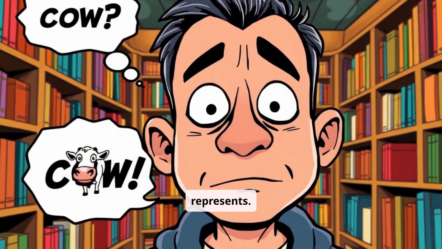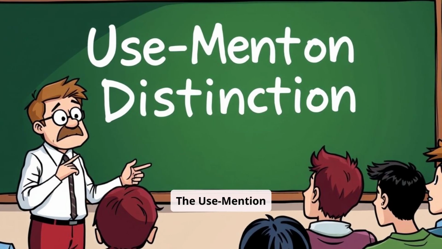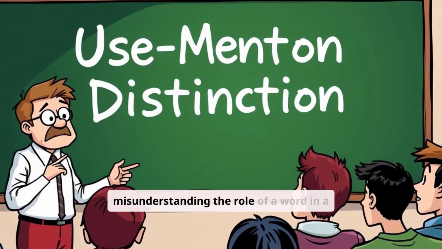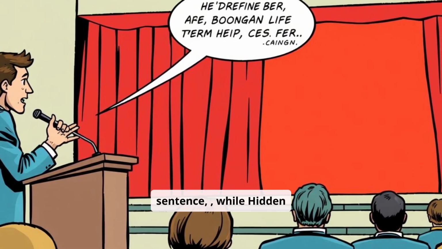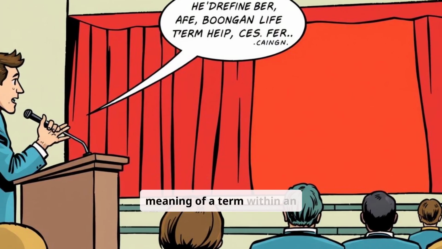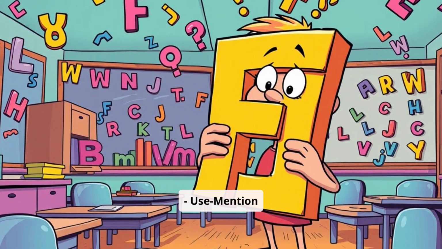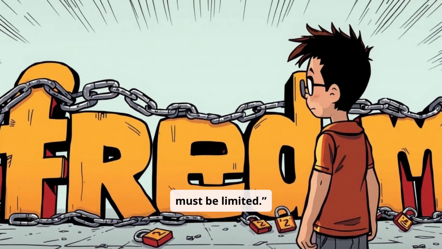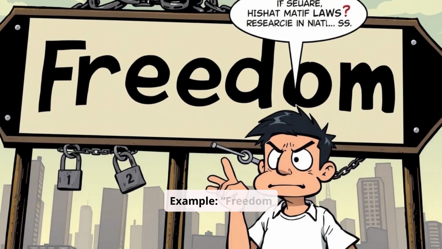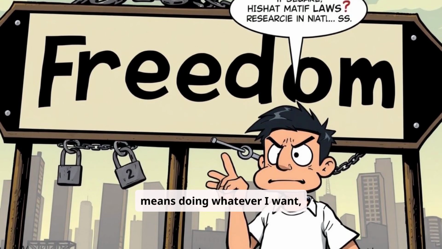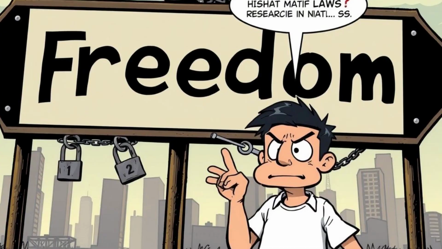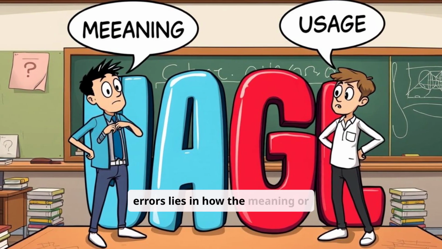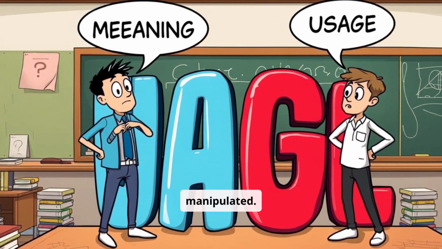Failing to differentiate between use and mention can lead to illogical conclusions, such as equating the word itself with the object it represents. Comparison: use-mentioned distinction versus hidden redefinition. The use-mentioned distinction focuses on misunderstanding the role of a word in a sentence, while hidden redefinition manipulates the meaning of a term within an argument. Use-mentioned example: the word freedom has 7 letters, so freedom itself must be limited. Hidden redefinition. Example: freedom means doing whatever I want, so laws restrict freedom. The distinction between these errors lies in how the meaning or usage of a term is manipulated.